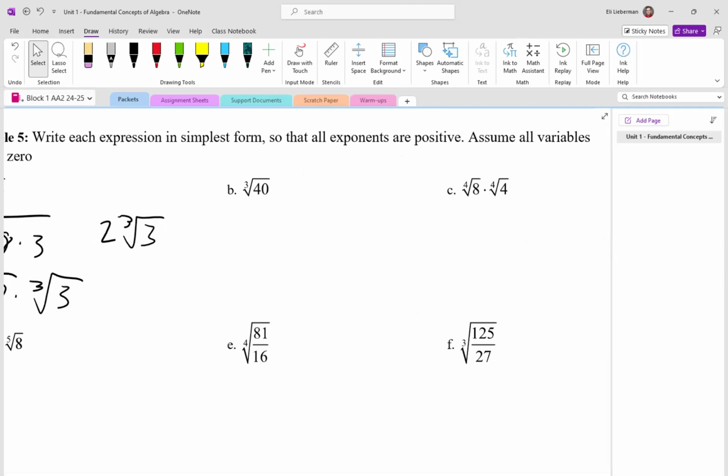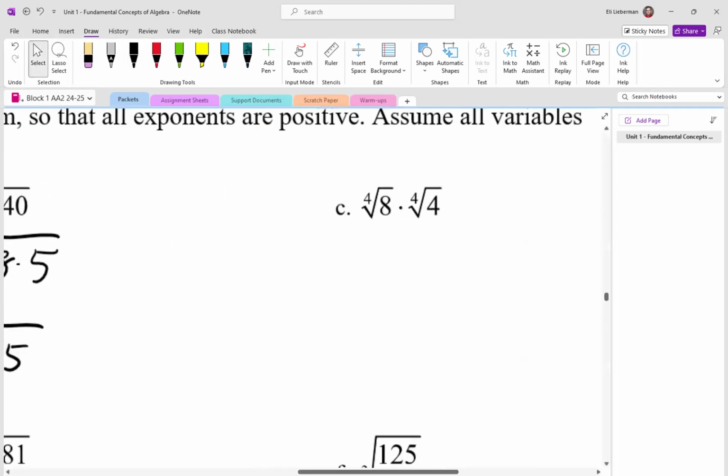Now for B, we're hunting perfect cubes. So do you see any perfect cubes in the 40? Yeah, again, there's an 8 in there. So we think about this as 3 times 5, and the 8 gets out, becoming a 2, leaving us with 2 times the cube root of 5.